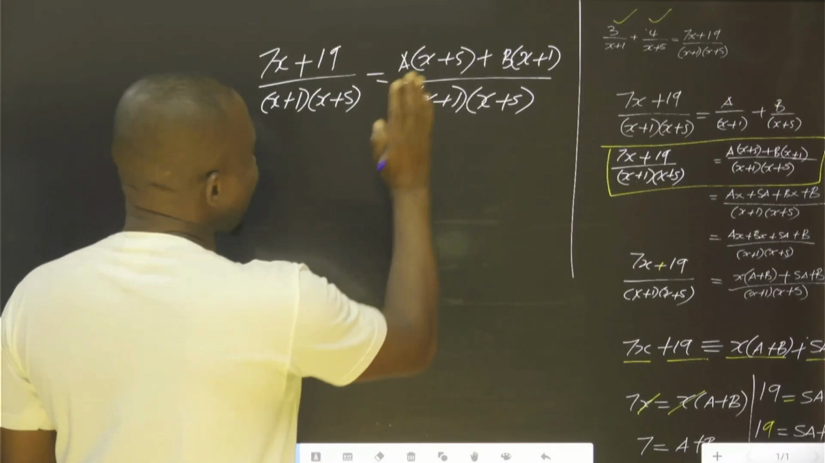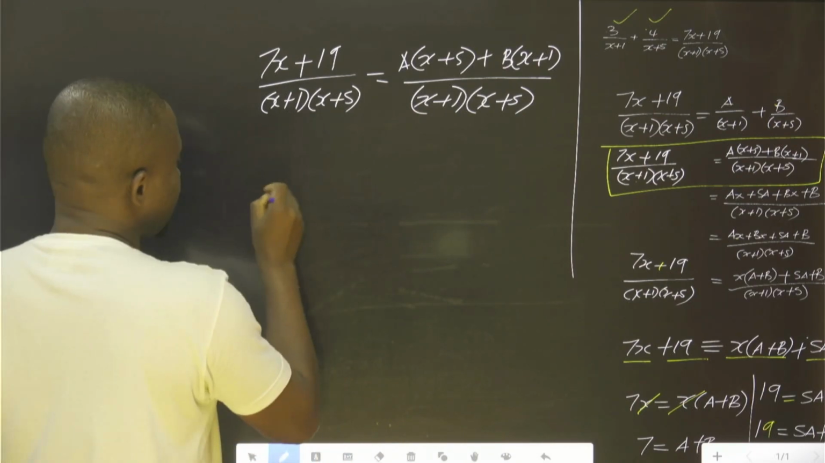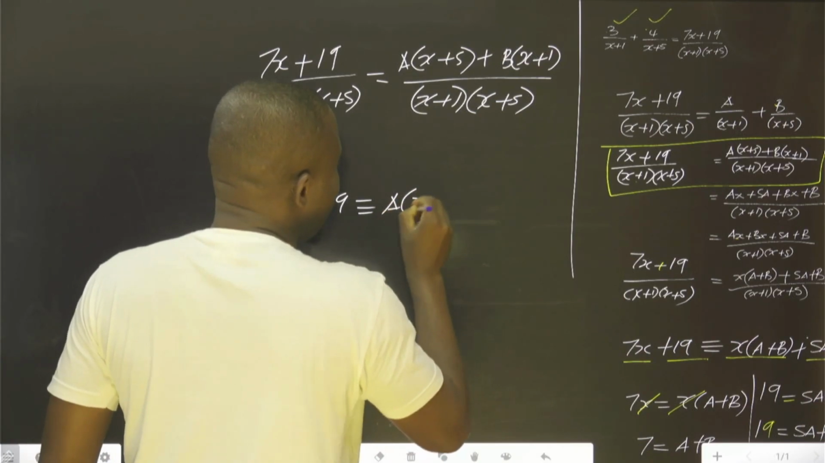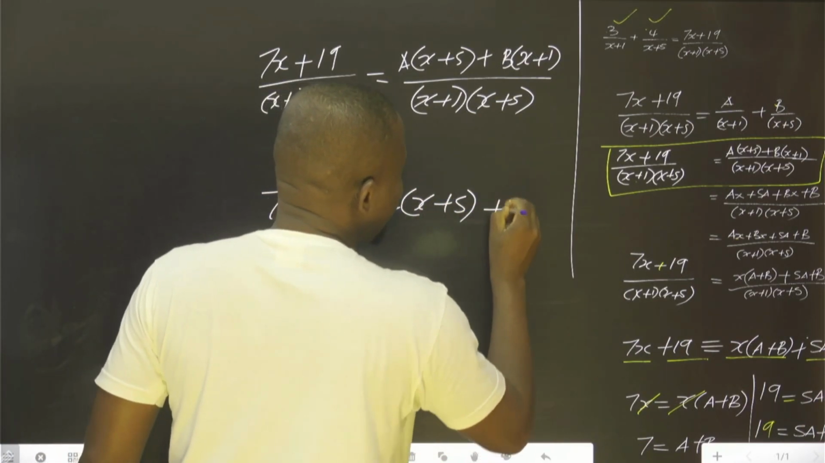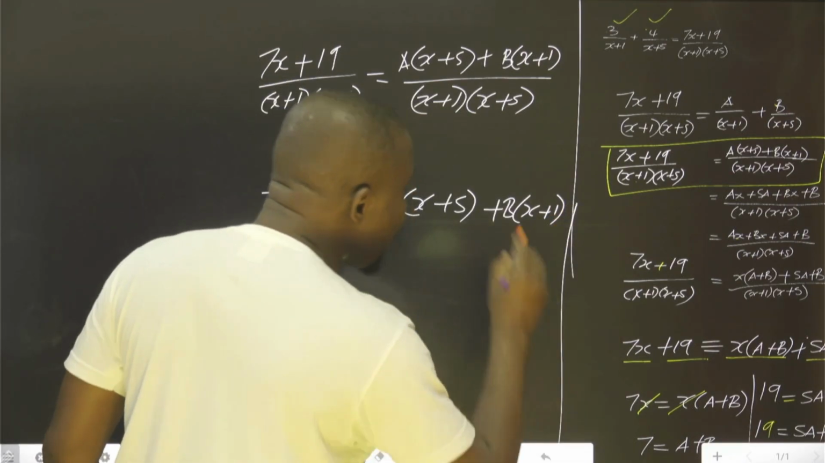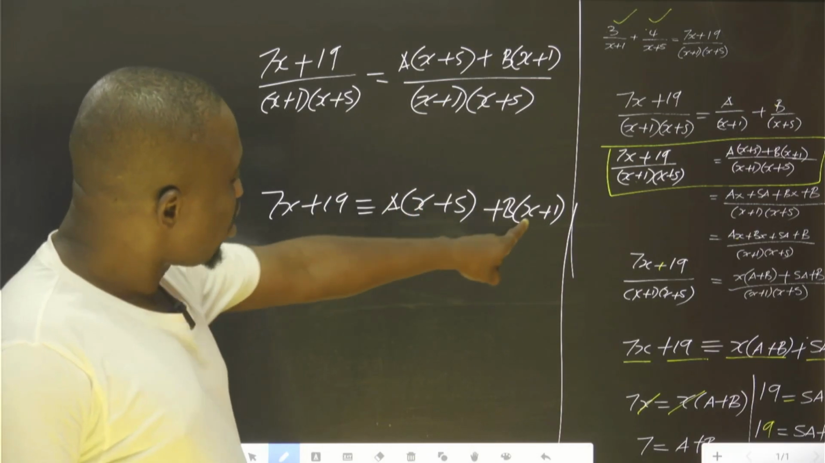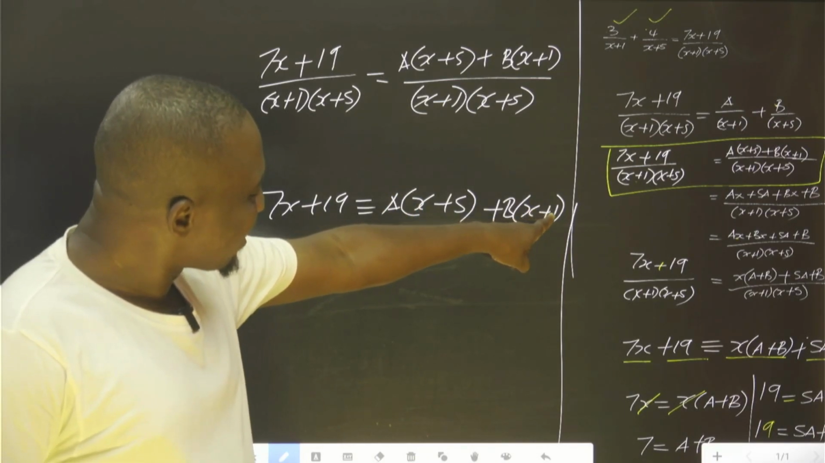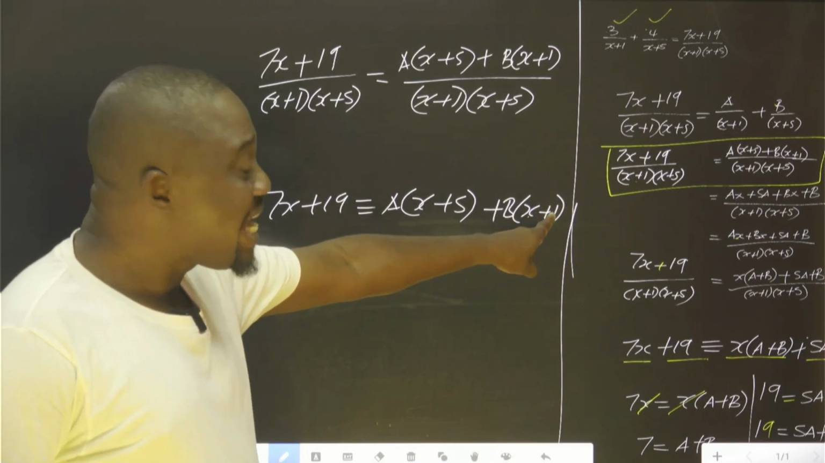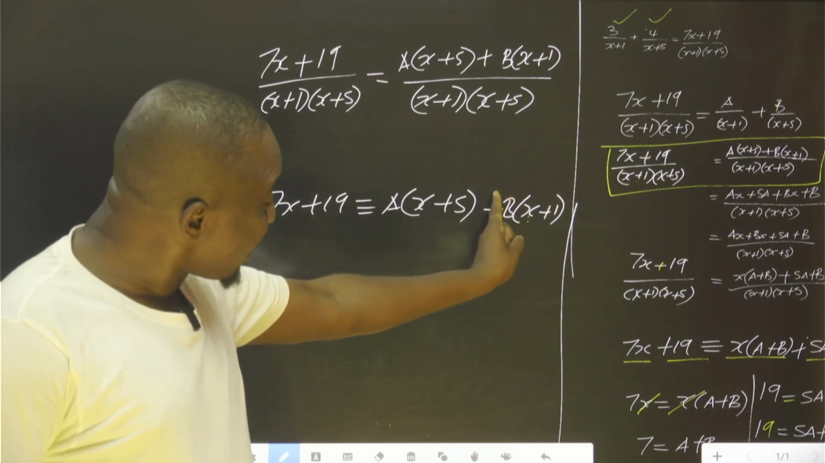Now, assume you were here. You don't want to follow that method. You want to follow another method. Simply say, 7s + 19 is the identity of what? A(s + 5) + B(s + 1). So all you need to do here now is, to get A, you make this s equal to minus 1. Remember, 1 is here, minus 1. If this was minus 1, you make this s + 1, just to eliminate this.